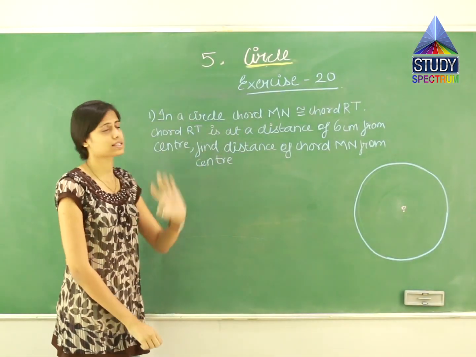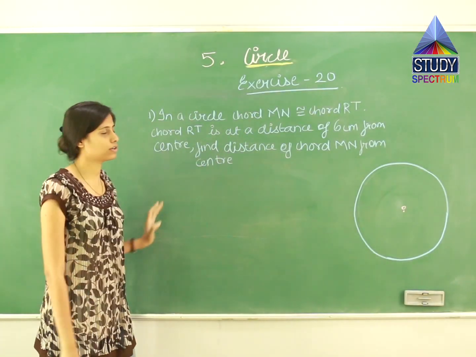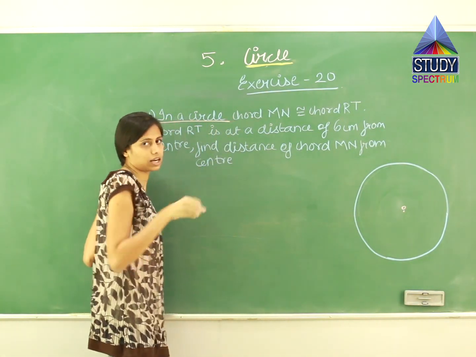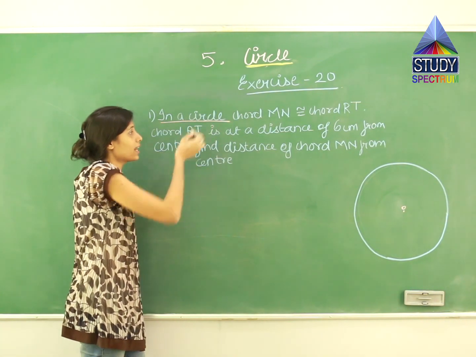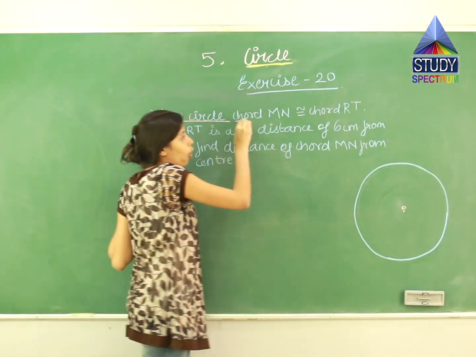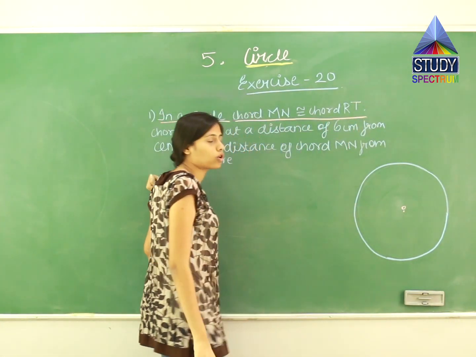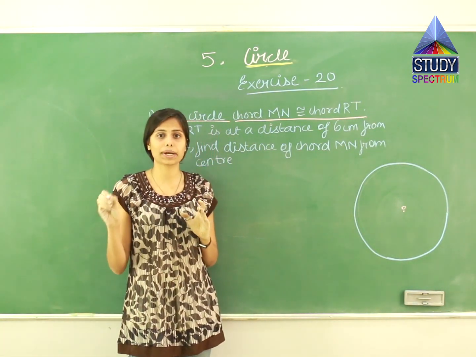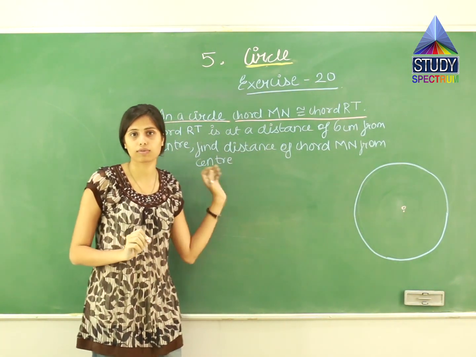Now let us move on to exercise number 20. In that we have given the first question. So let us read the question. In a circle, okay, we are solving the chapter circle. So they are telling in a circle, chord NM is congruent to chord RT. Now what is a chord? A chord is a line joining two points on the circumference of the circle.